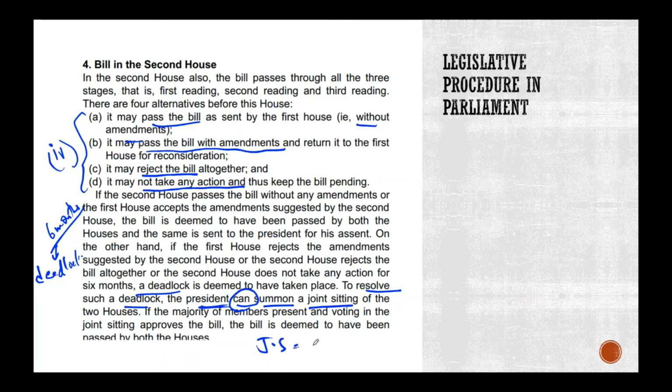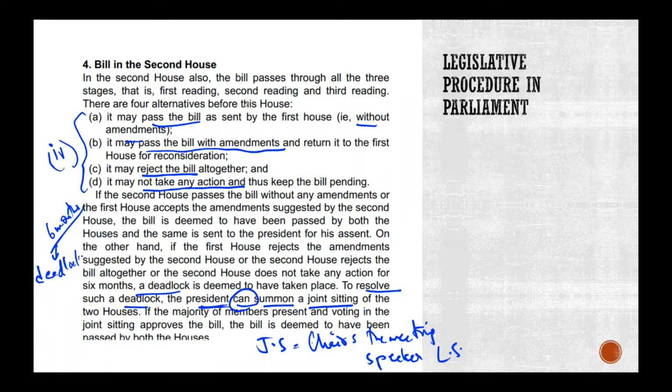Can you please tell me who chairs this meeting? Speaker of Lok Sabha. Okay, excellent. Great. So some bills have actually gone through this particular process, and some of those examples are given in your Laxmikanth as well. You can go through those examples. They're not going to quiz you on it, but just for your own understanding, or your ability to make some connect with it.